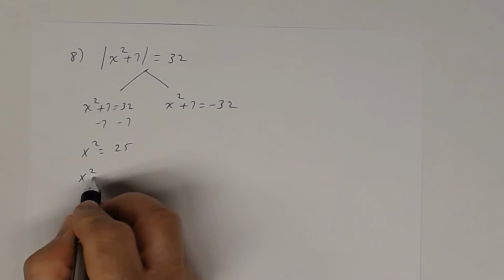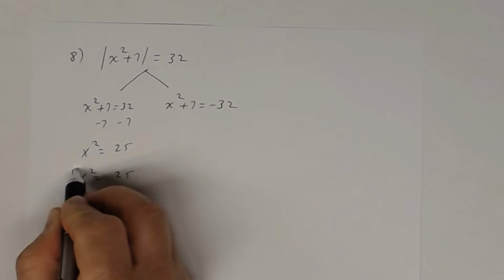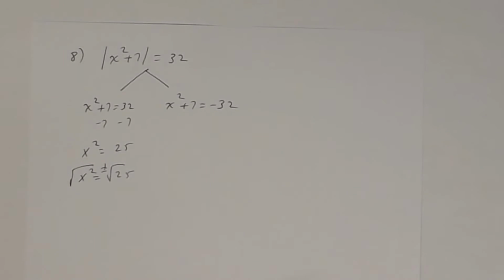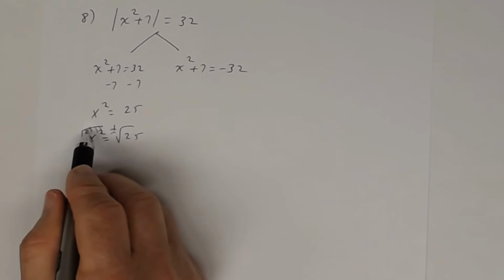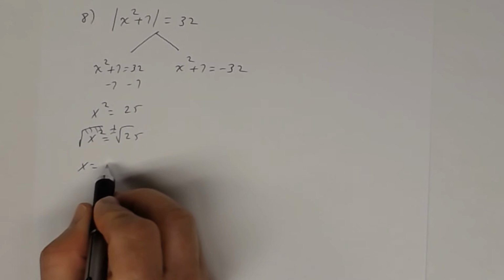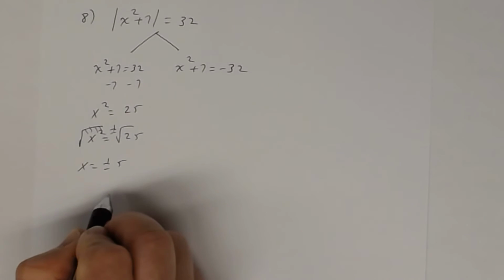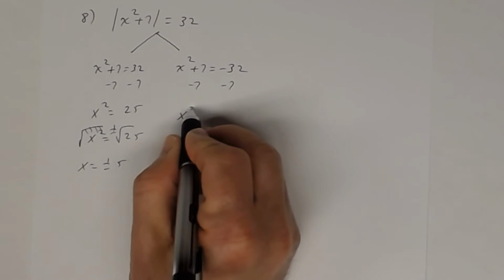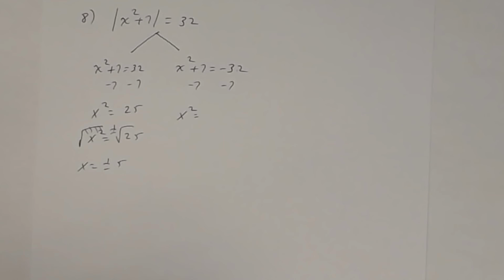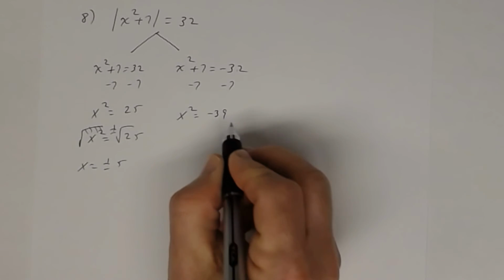Then let me go ahead and rewrite this over. Taking the square root of both sides, don't forget plus and minus. The x squared and the square root undo each other, so you get x equal plus or minus 5. Over here, subtract 7 from both sides. I get x squared equal negative 32 minus 7. So a negative 32 minus 7 is a negative 39, right?